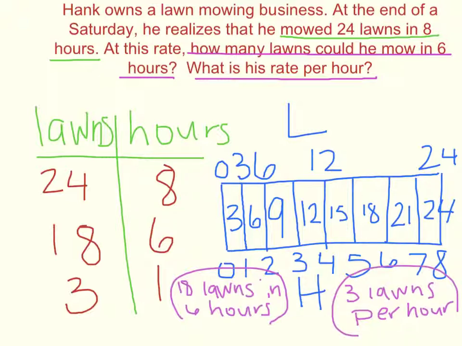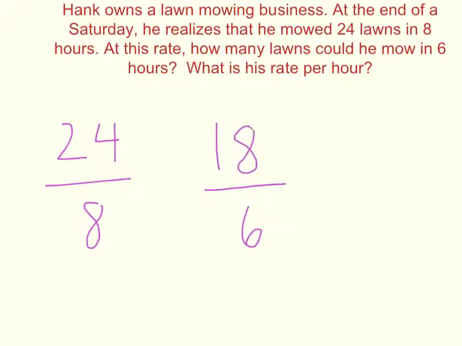And so if I want to talk about ratios then, my original ratio, and I'm going to change the page here, 24 lawns for every 8 hours. And for 6 hours, I found that it was 18 lawns for every 6 hours. And I also found that I could mow 3 lawns per hour.